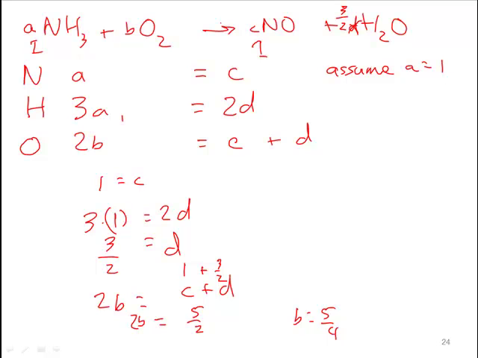So that's our coefficients. The problem with the coefficients is they are not whole numbers, so you multiply the whole thing by 4. So that's going to be 4, that's going to be 5, that's going to be 4, and then 4 times this is going to be 6. Cha-ching, you got it right, you're good to go.